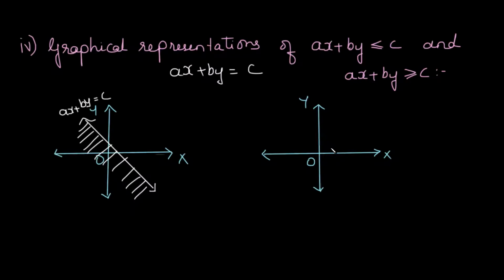On the other hand, if it is ax plus by greater than or equal to c, then again we draw the line in the same way, and this line has the equation ax plus by is equal to c. In this case the solution might lie on the non-origin side of the line, on this side of the line. In both cases, the line is also included in the solution. Remember that.